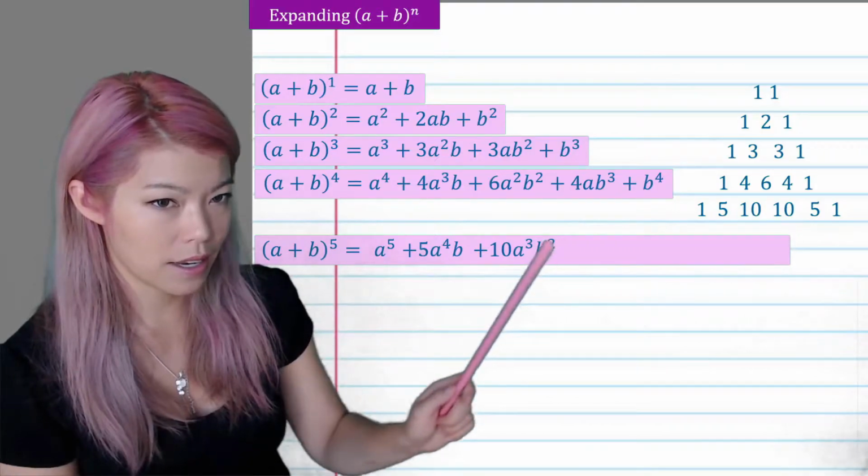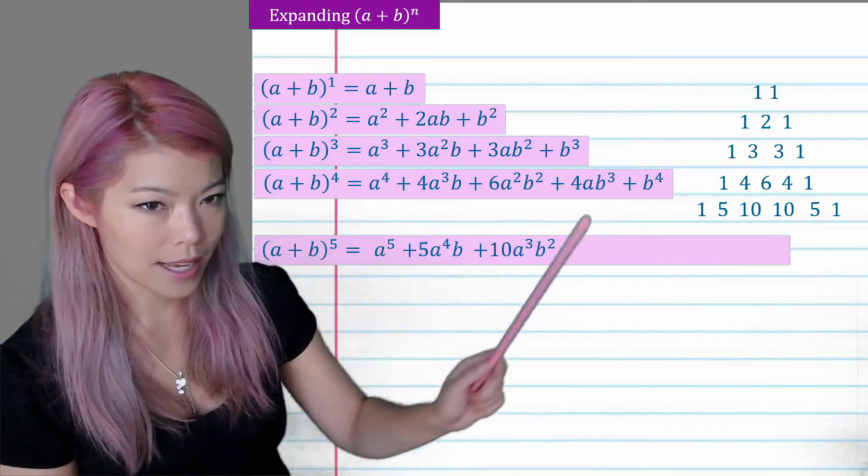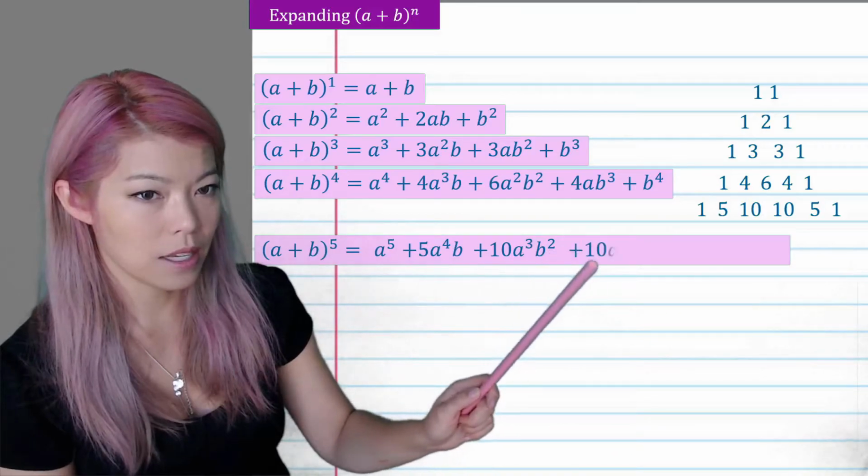Let's see if we can figure out the next term. So again, it's a 10, a squared, and b to the power of 1.